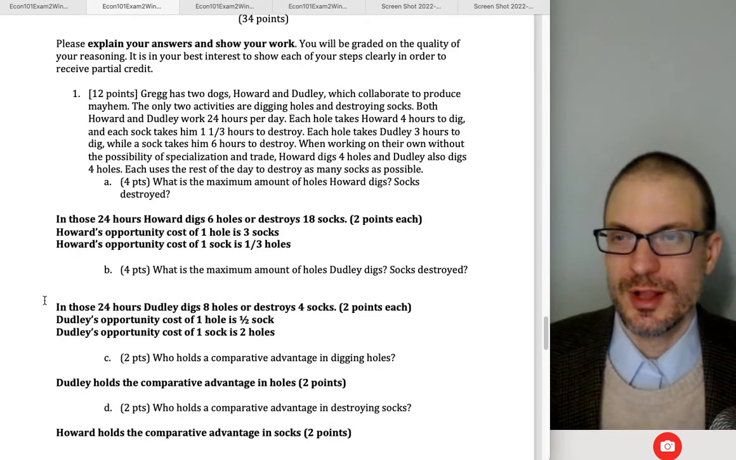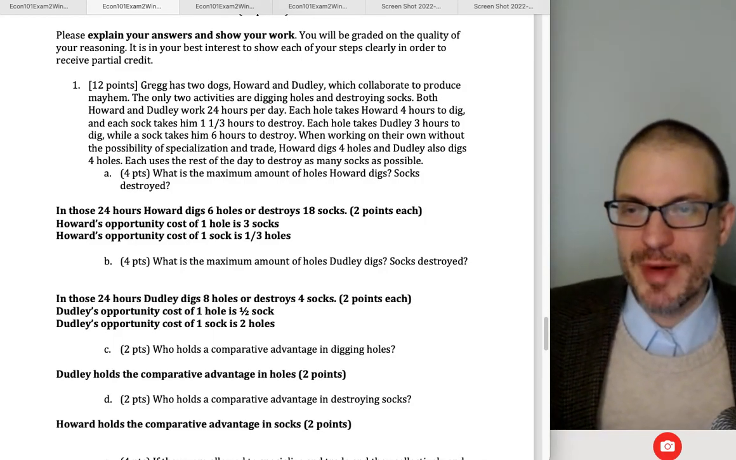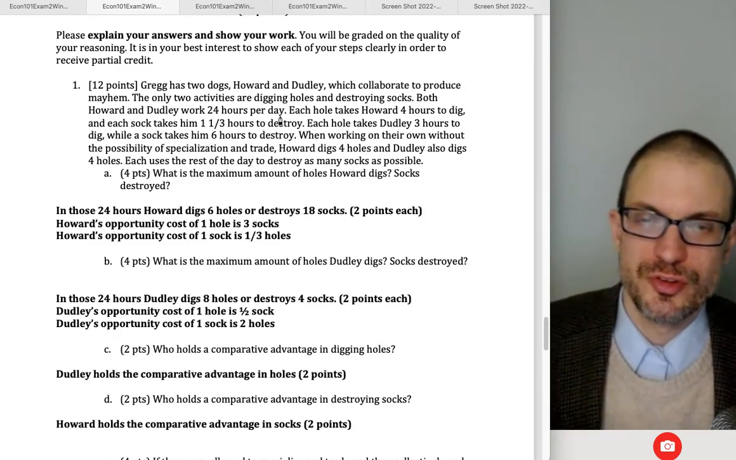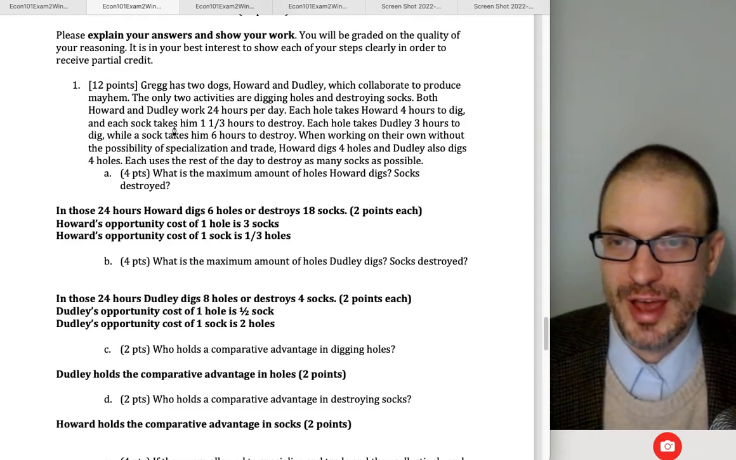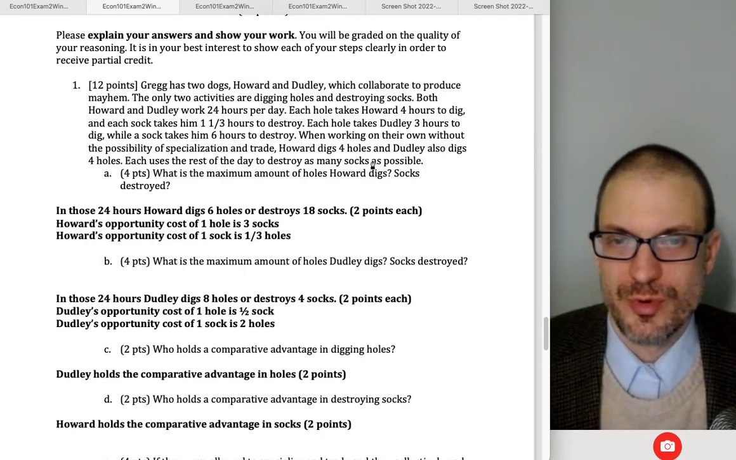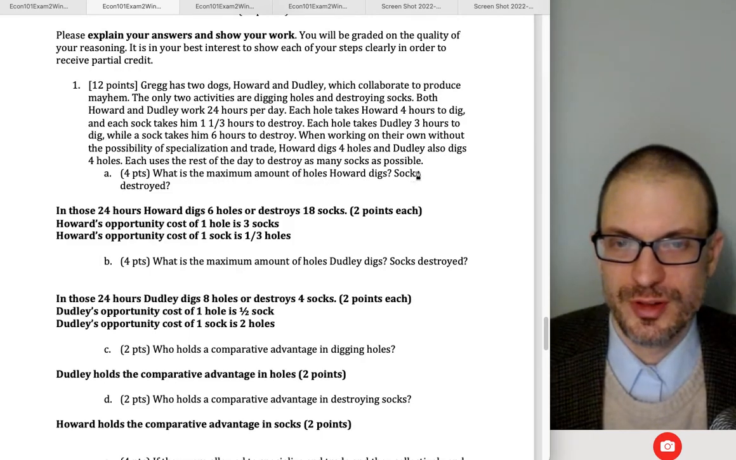Okay, so now we've got these two dogs, Howard and Dudley. They collaborate to produce mayhem. The only two activities are digging holes and destroying socks. Both Howard and Dudley work 24 hours a day. Each hole takes Howard 4 hours to dig. Each sock takes 1.5 hours to destroy. Each hole takes Dudley 3 hours to dig. A sock takes him 6 hours to destroy. When working on their own without the possibility of specialization and trade, Howard digs 4 holes, and Dudley also digs 4 holes. Each uses the rest of the day to destroy as many socks as possible.